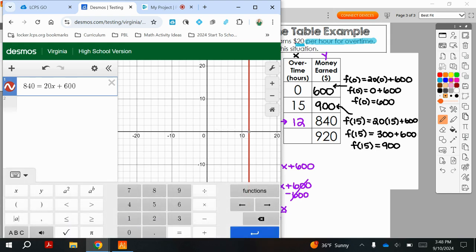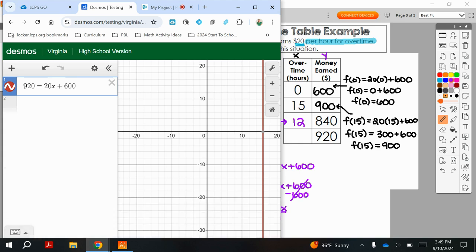Before we do the next problem, let's do it in Desmos first by typing in our next y value of 920. So again, if I'm given that second column y value, I set it equal to my initial and keep the x. Looking on my graph again, because it's not given to me on the left, passes through the x value of 16 as our answer.